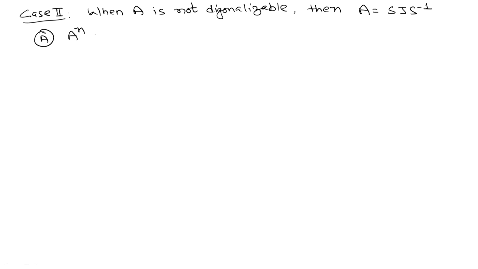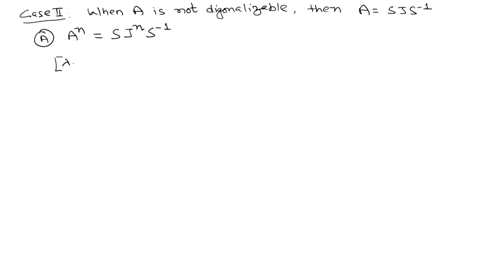So, here A raised to power n will become S into J raised to power n into S inverse, and now how to calculate J raised to power n. So, I will evaluate it with the Jordan blocks of various sizes. Let me take a Jordan block of size 1. If lambda 0 is there, then this raised to power n will become simply lambda 0 raised to power n. So, no problem with a Jordan block of size 1.